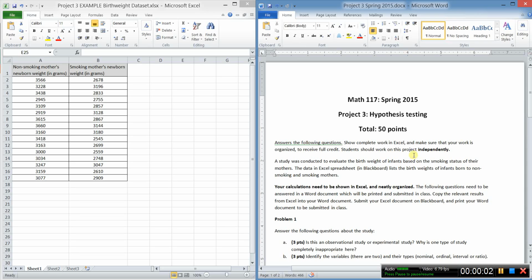Okay, so hello and welcome to Project 3. It's going to be the last project in our Math 117 class this semester. So just a brief overview of what's going on here.